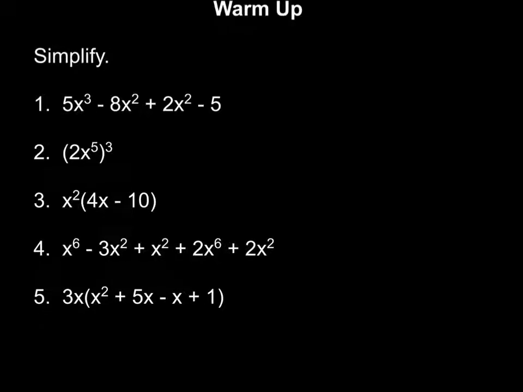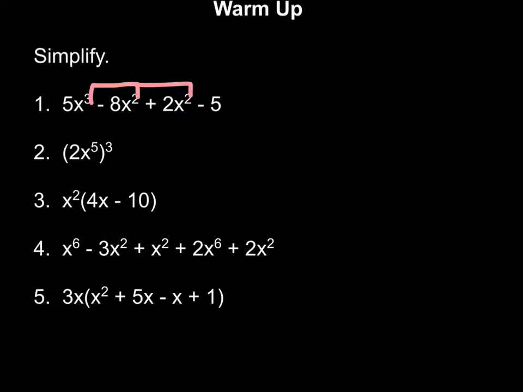So we're simplifying each of these, and each one has maybe a slightly different flavor for us to figure out and deal with. On this first one here, you'll notice that all we're doing is adding and subtracting. So the only thing we can do is look for like terms. In this case, we have two like terms. We have an x squared here, and we have an x squared here.